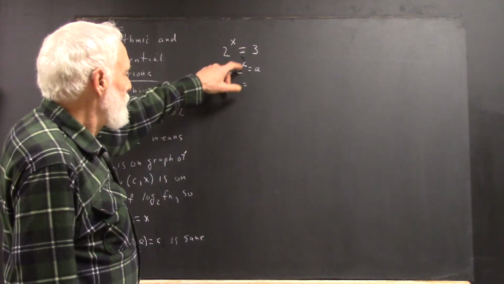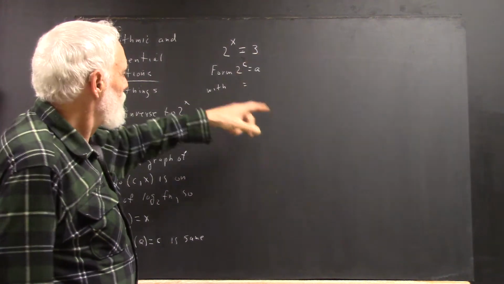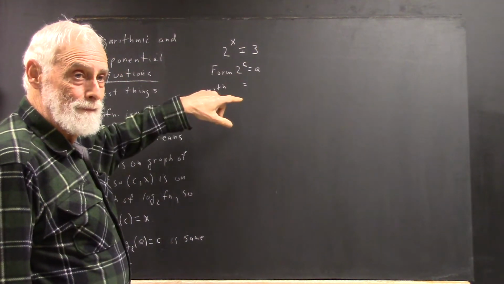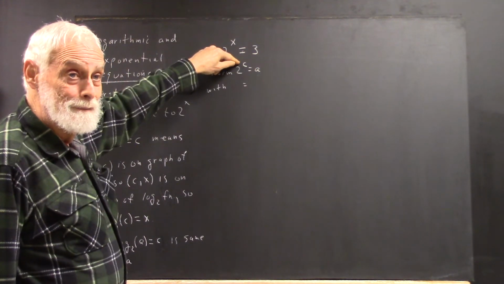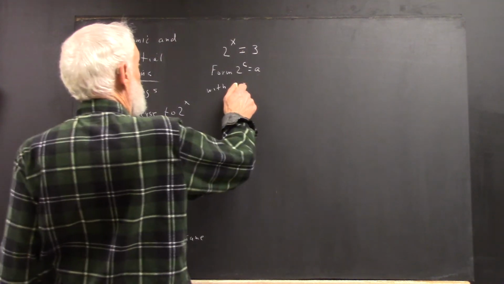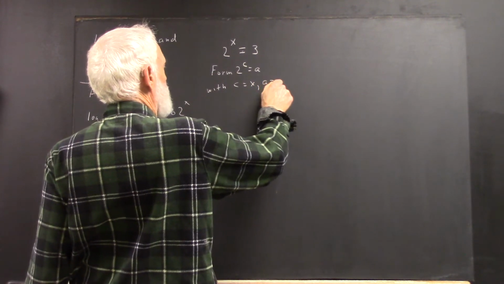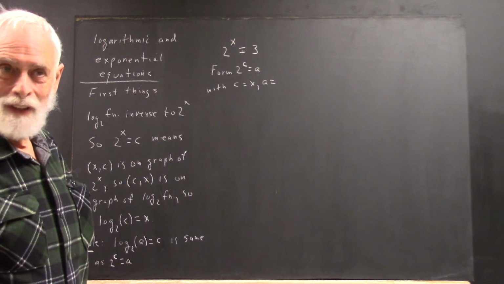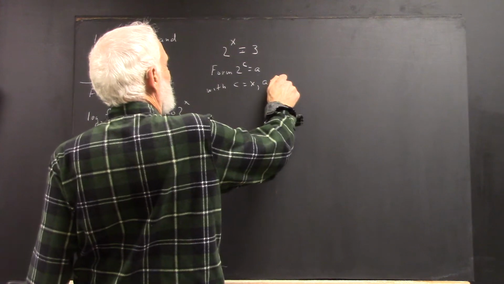Now, if 2 to the c equals a, 2 to the x equals 3, what does c have to be equal to? If I want this to be the same as this, what do I have to let c equal? c has to be x, obviously. Okay? c equals x, and a, I bet you can't guess what a would have to be equal to. Yeah, 47. No, 3.